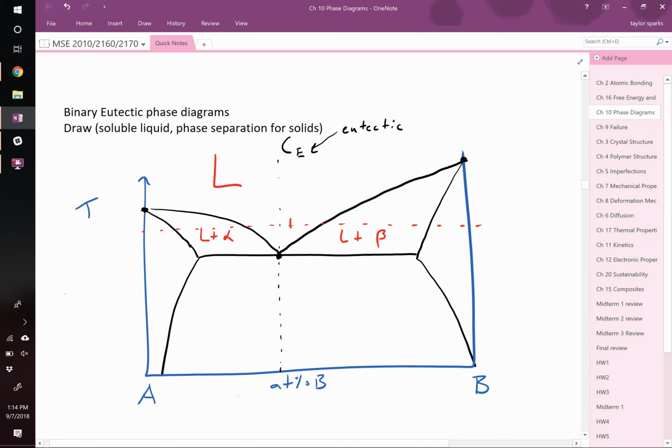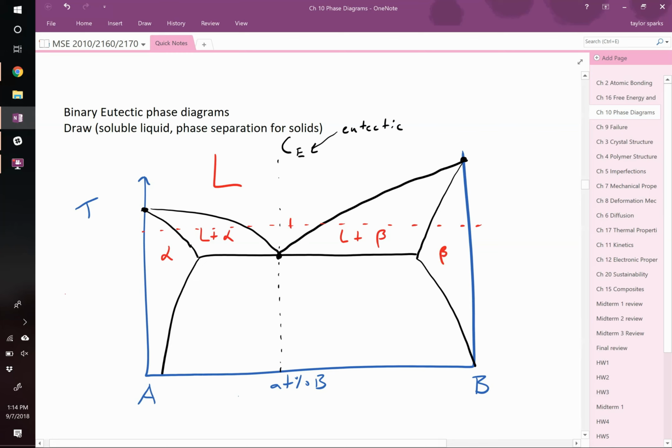Now we're going to keep on doing our labeling. If this is a two-phase region, what must this one be? It's got to be a single phase. And we know which one it is because we already chose the letter. We said it was L plus alpha in the middle phase, so this is going to be alpha phase. Same thing on the other side. This one's going to be beta phase, right?